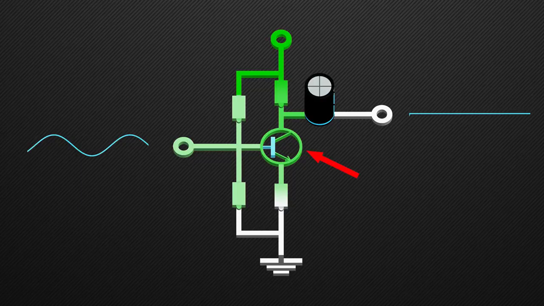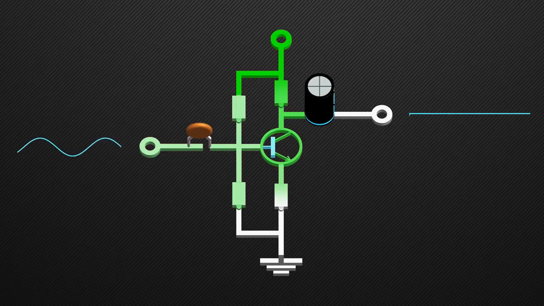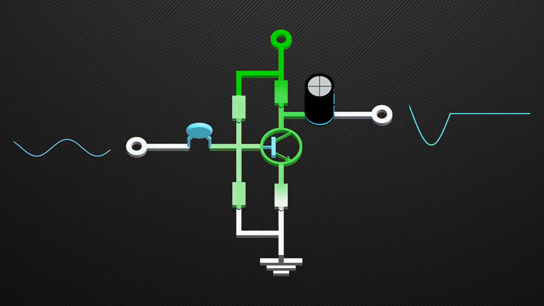But, now the transistor is always on. Also, this DC bias voltage can interfere with the source of the input signal. Hence, we add a capacitor here. The capacitor will block DC from any of the directions and allow only the AC signal to pass.